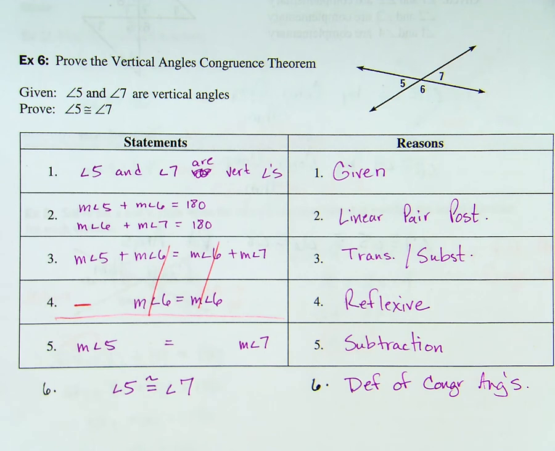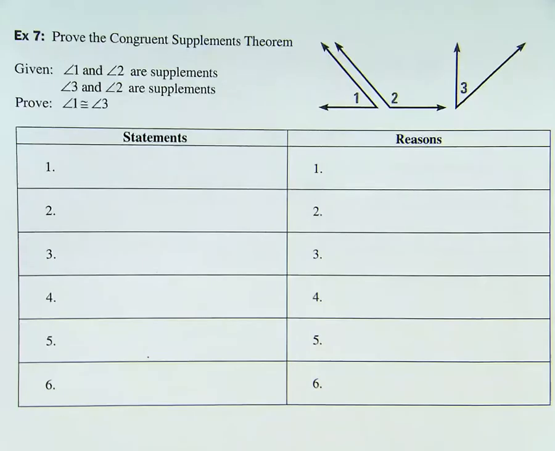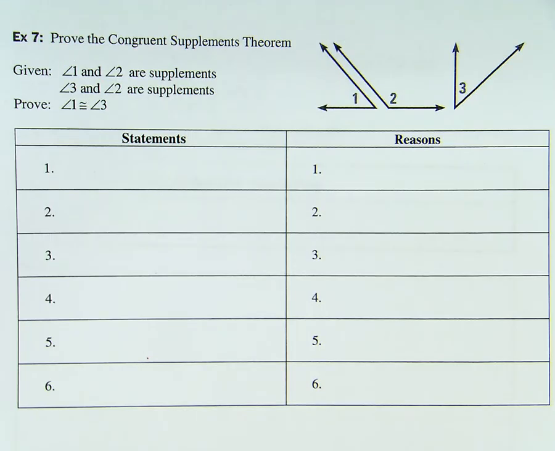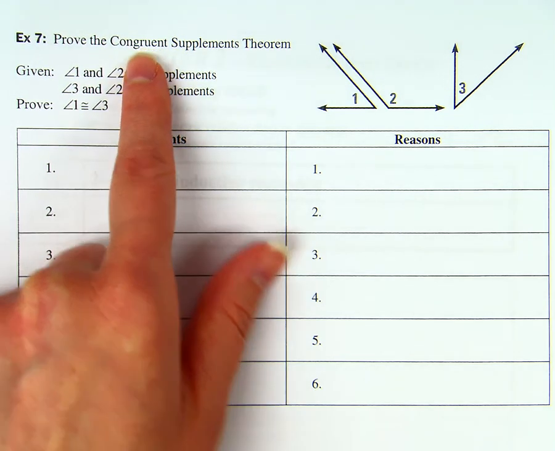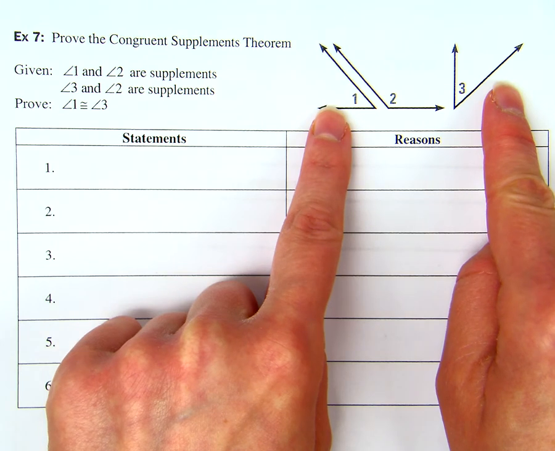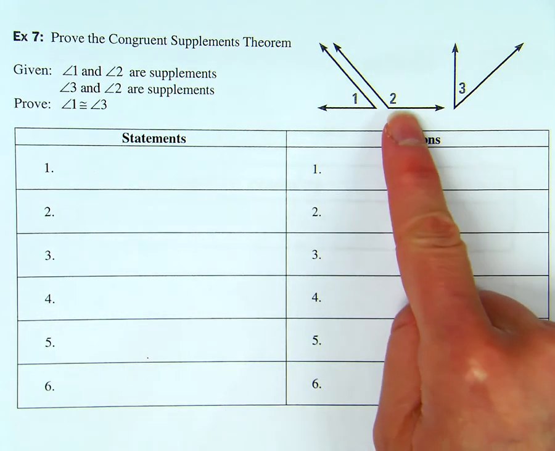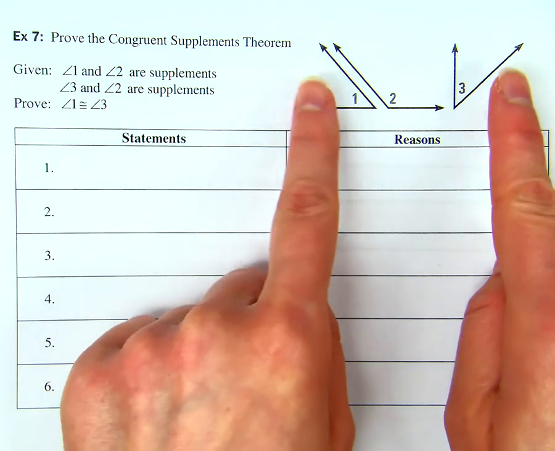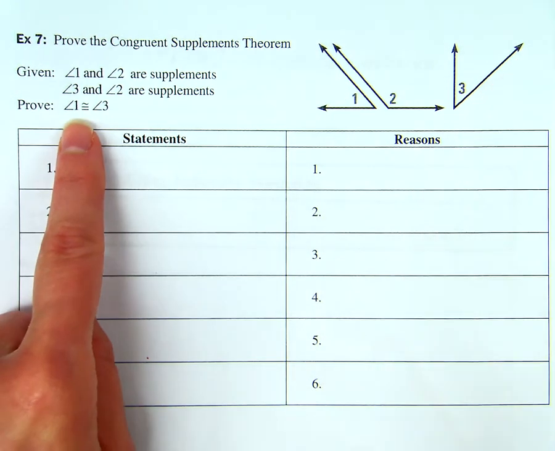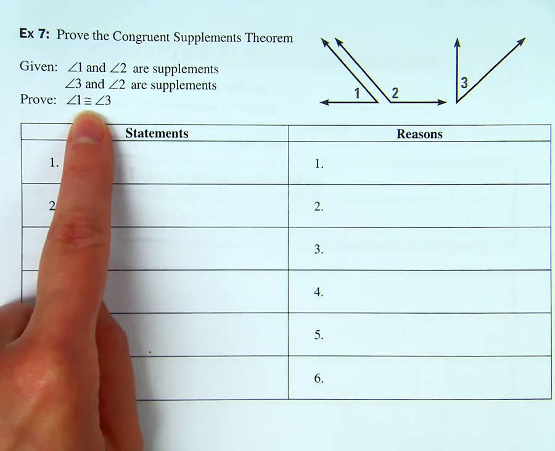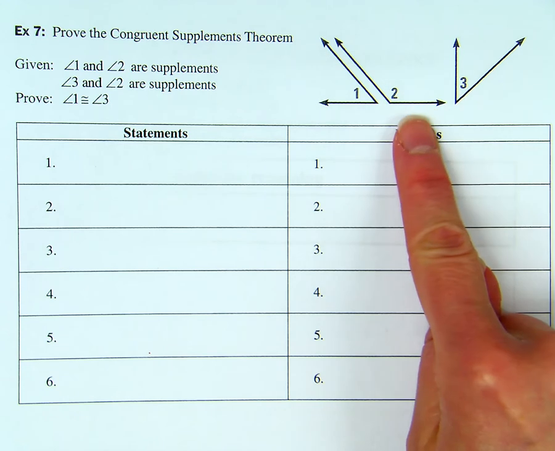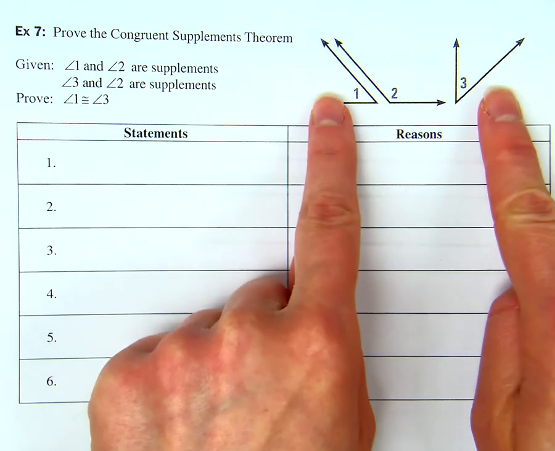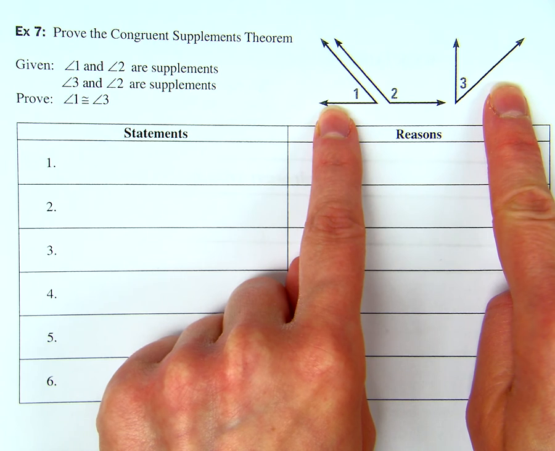All right, folks, example 7. Let's continue. The congruent supplements theorem. This is one of the tougher ones in this section. This is the theorem that says if we have two angles, 1 and 3, that are supplementary to the same angle, angle 2, then those two angles, 1 and 3, have to be congruent to each other. So that's our goal here. We know that these two are supplements and these two are supplements. Since they have a supplement in common, we want to prove that these two angles are in fact congruent.